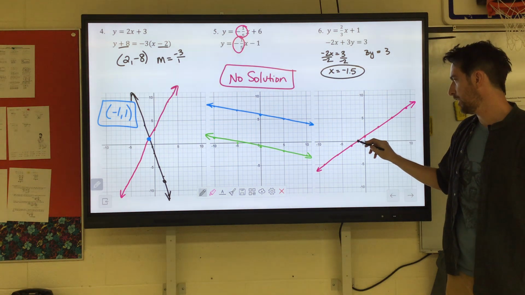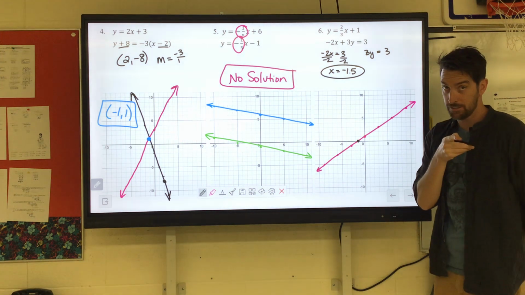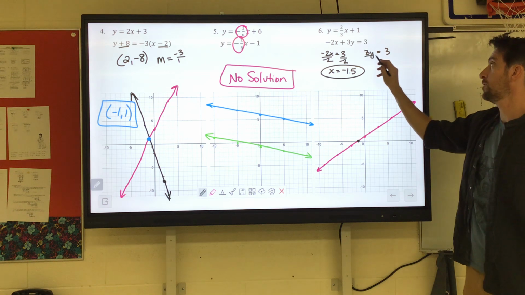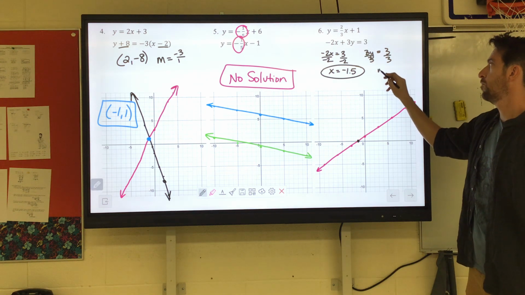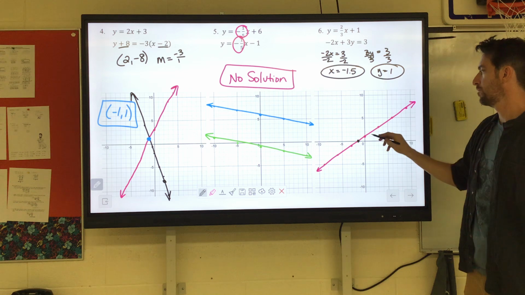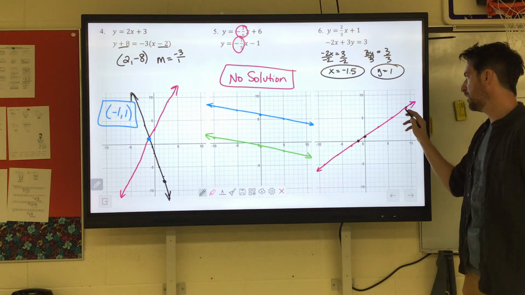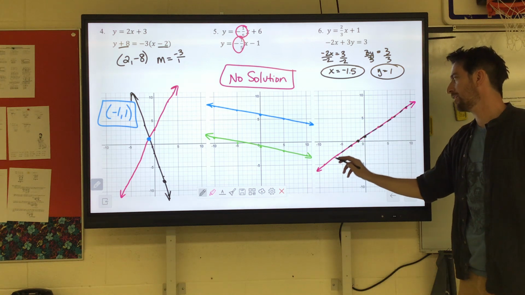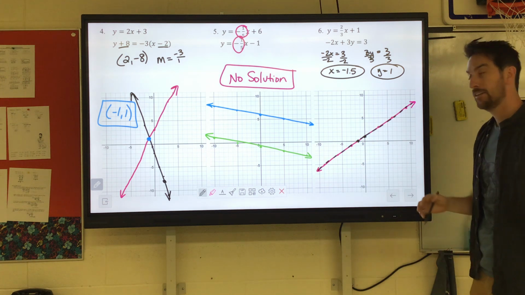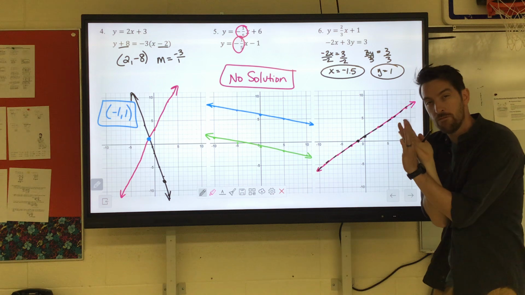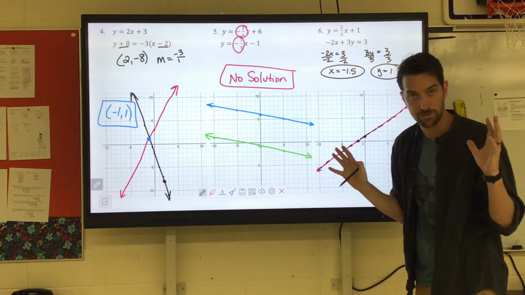So it's going to cross at negative 1.5. That's there. Holy cow, that's on my line. That's a good sign right there. You do the other one, divide by 3. y equals 1. Oh my gosh, that's also on the line. If you drew a line through these two dots, it would be the exact same line. If they perfectly overlap each other, that's another special scenario.